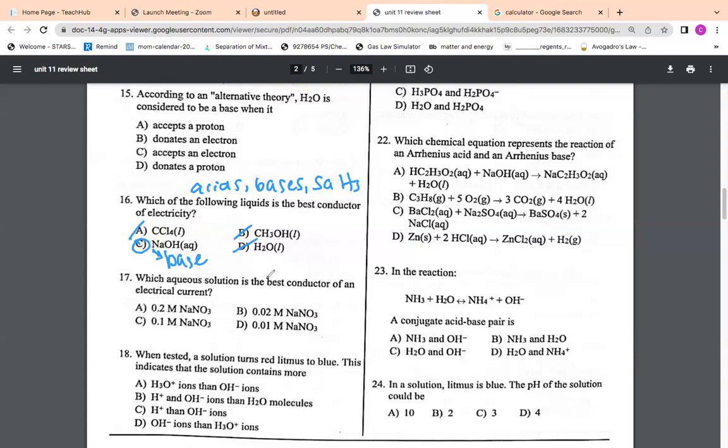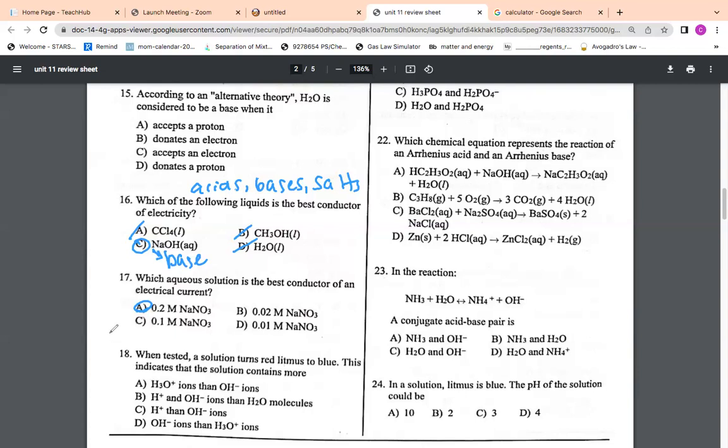17, which aqueous solution is the best conductor of an electrical current? So all of the options are sodium nitrate, which is a very soluble salt. So all of these will conduct electricity. However, what we want to look at is the concentration. The more sodium nitrate you have, or the higher the concentration is, it means that there is going to be a lot more ions. So all you have to do here is just look for the one with the highest concentration, which would be A, 0.2 molar.